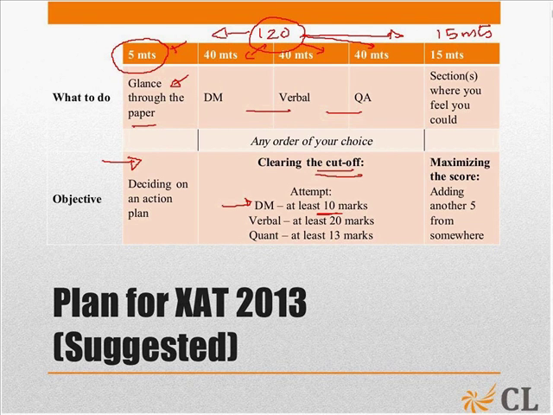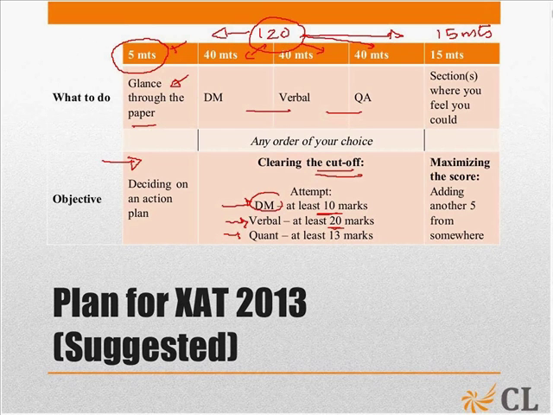let me get at least 10 marks out of the 35 marks in DM, decision making. Let me get at least 20 marks in verbal, or let me attempt at least 20 marks, and let me attempt at least 13 marks in quant. So my whole objective in that 120 minutes is to ensure that I'm able to clear the cutoff.